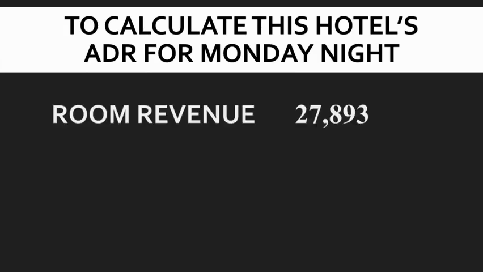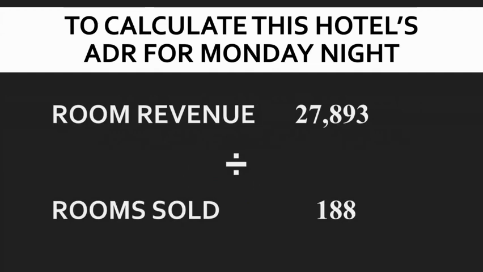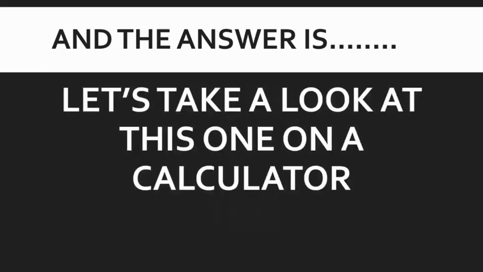And we're going to pick 27,893. That's the room revenue. And we're going to divide it by 188 rooms sold. So again, it's 27,893, the revenue. Divide it by 188 rooms.